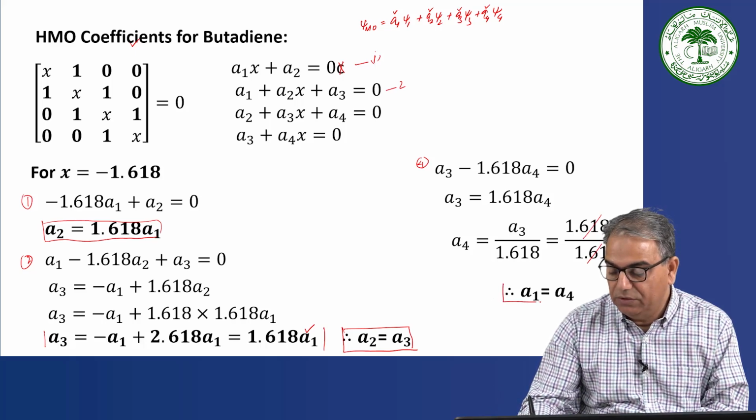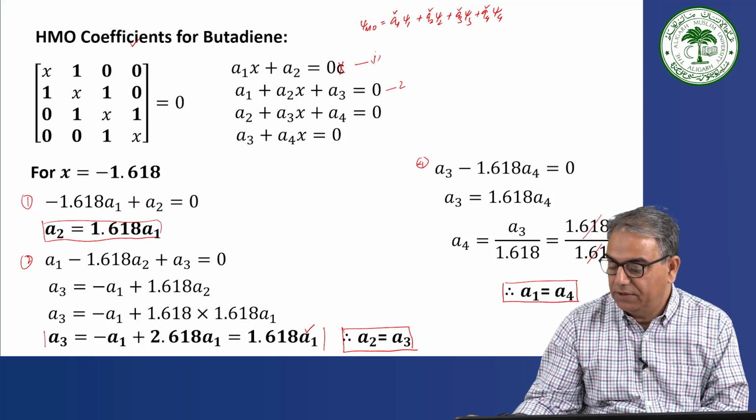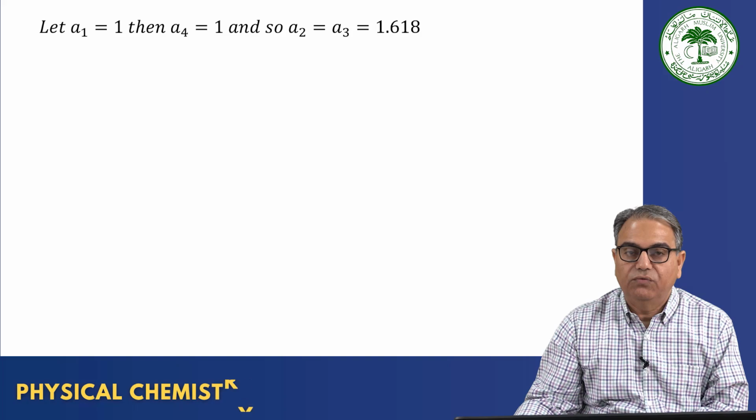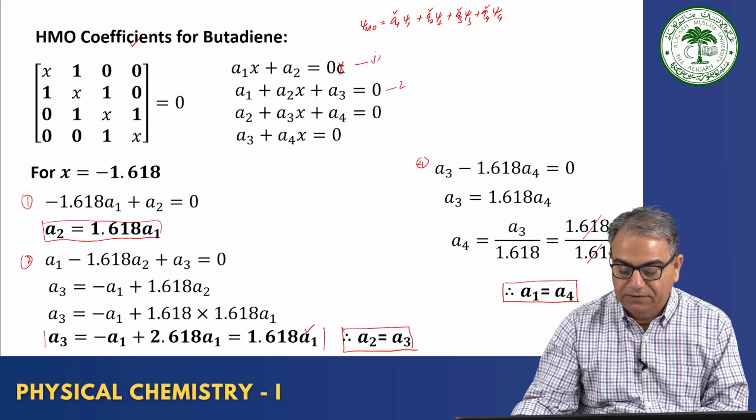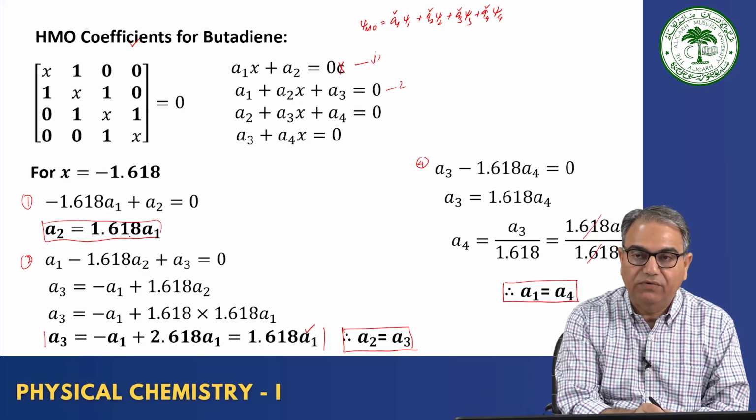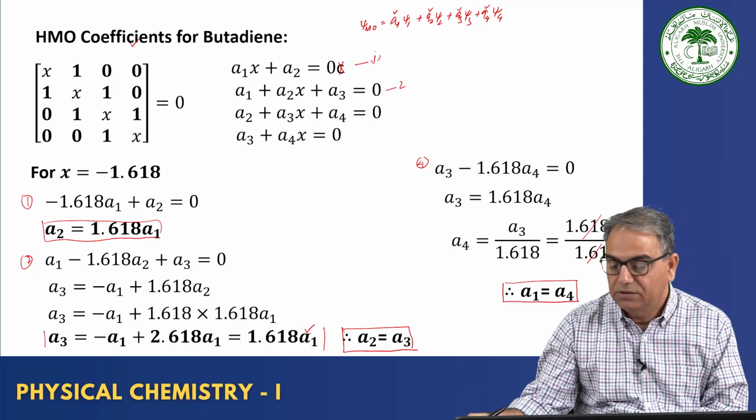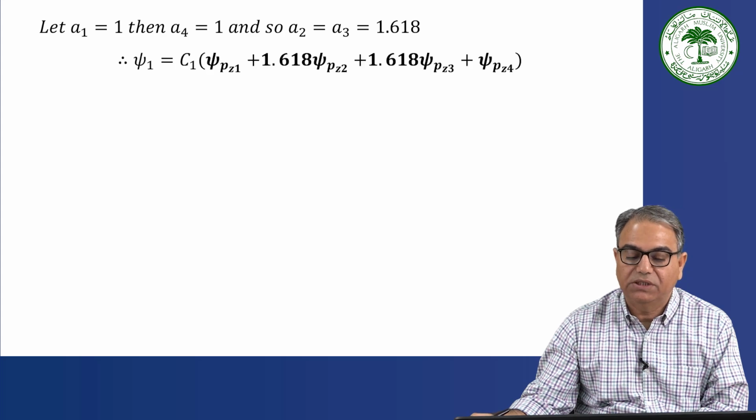So what we got are two important relationships: A2 is equal to A3 and A1 is equal to A4. From these simultaneous equations we obtain this. Once we have this, you can let A1 be equal to 1. Then A4 is also 1, and A2 is equal to A3 is equal to 1.618. Let A1 be 1, so A2 is 1.618 and A3 is also 1.618. That's what I have written.